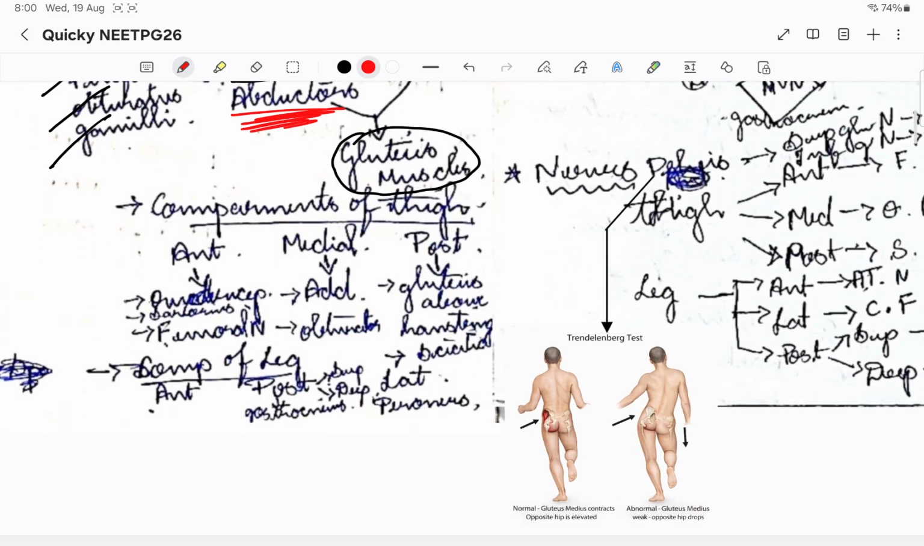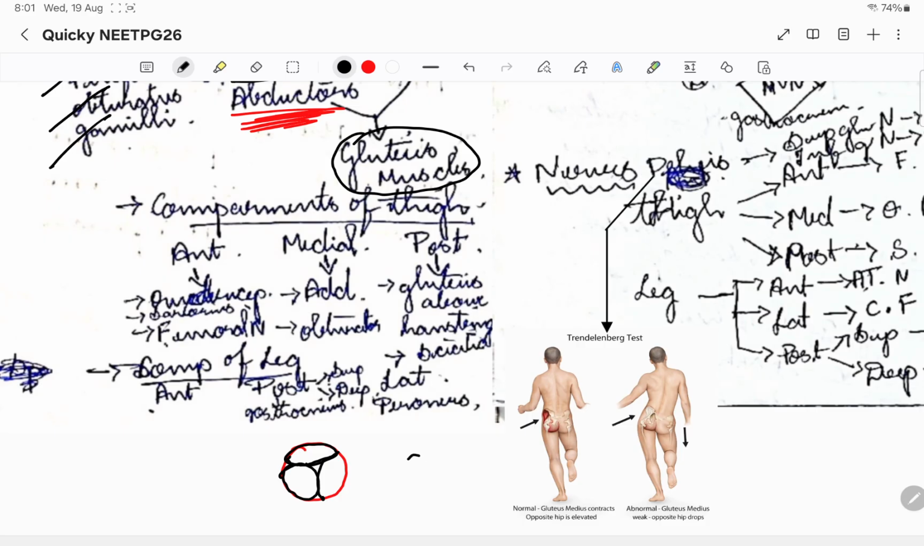Then coming to the thigh muscles, there are compartments in the thigh. In the lower limb, just think that there are compartments. There is an anterior, medial, and posterior compartment in the thigh. If we take a section of the thigh like this, it is going to be the anterior compartment, the medial compartment, and the posterior compartment. This is how the thigh would look if we take a section.